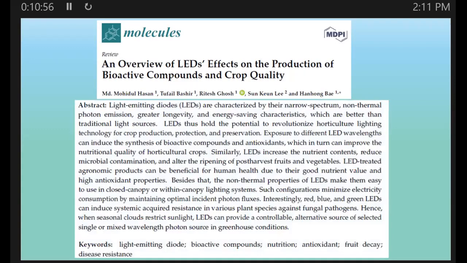So this is the abstract from this particular paper. This was published back in 2017.